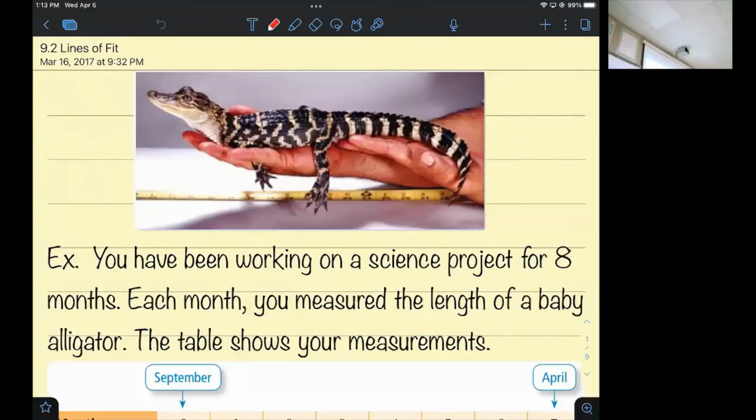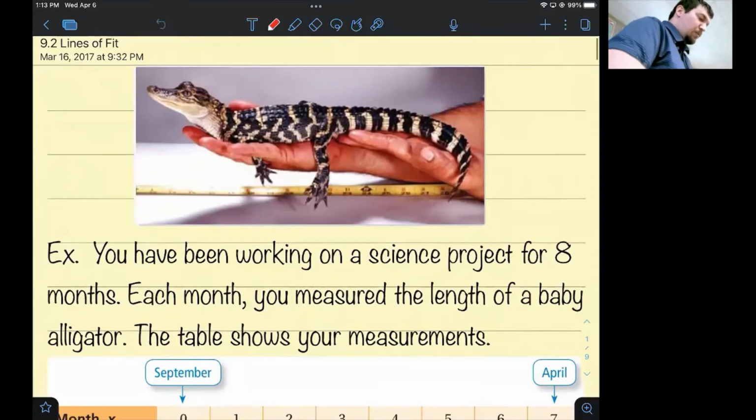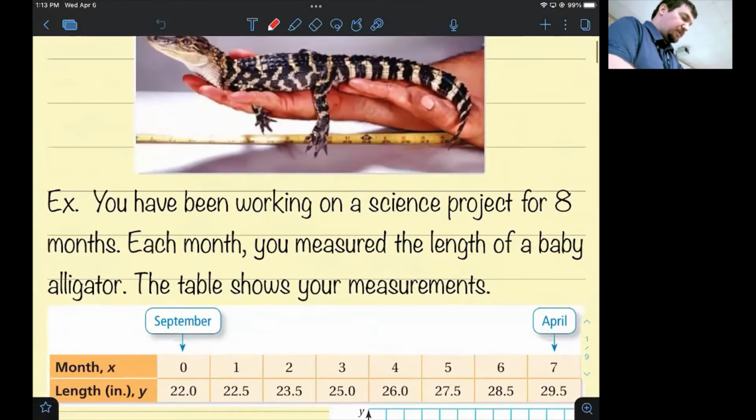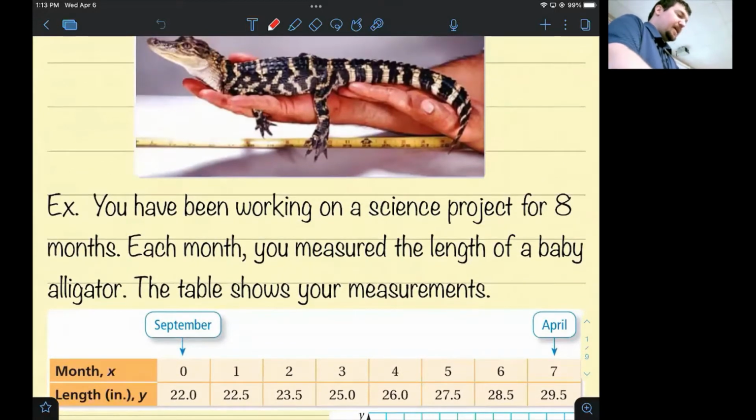All right, so talking about scatter plots. Today, talking about line of best fit. You've been working on a science project for months, for 8 months. Each month, you measured the length of a baby alligator. The table shows your measurements.